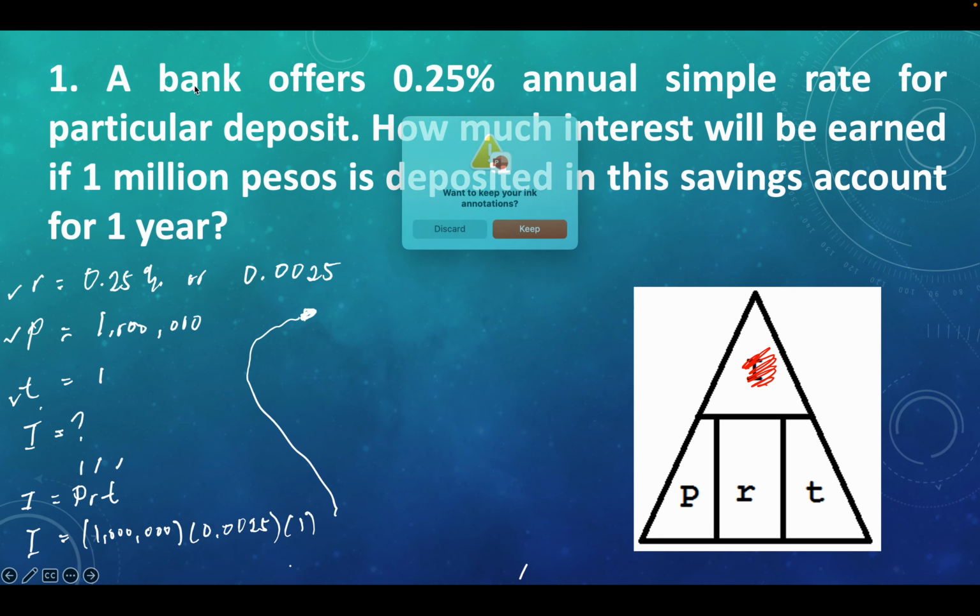Number 2. A simple interest rate on 45,000 pesos in 3 years is 13,500. What is the rate of the interest? So, here, identify muna natin yung given. At what simple interest rate? So, they were looking for the rate. So, yung rate natin is the one that is missing. Okay? On 45,000 pesos, so principal natin is 45,000 pesos.